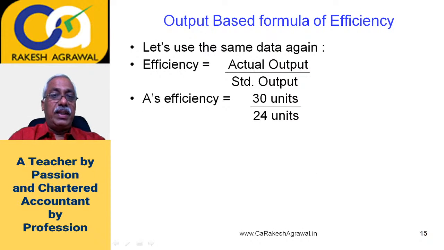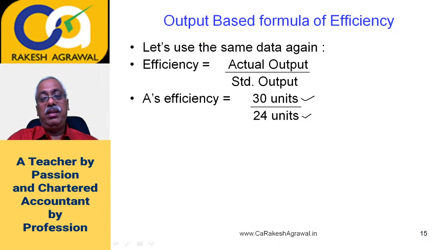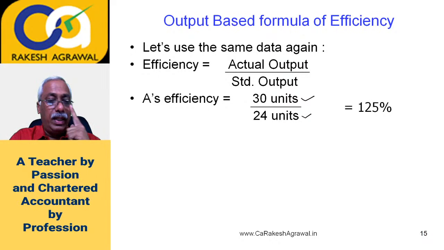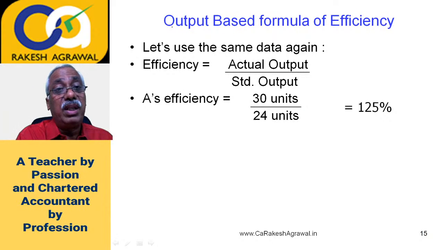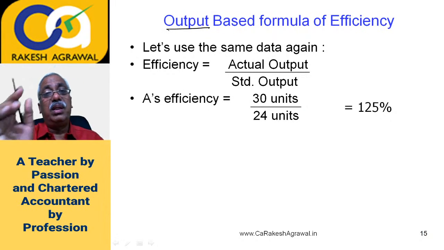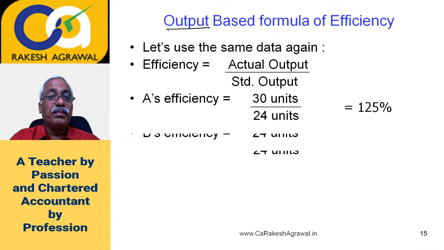So A's efficiency is A's actual output 30 units divided by standard output 24 units into 100. You can calculate using a calculator. You will get the same answer, that is 125%. The same answer which you had calculated earlier using the time rate formula, you will get now using the output formula also. These formulas are important up to CA final, please remember, and students generally confuse between these two.